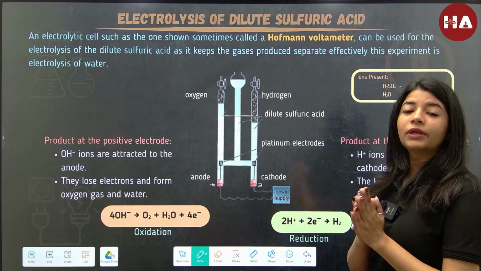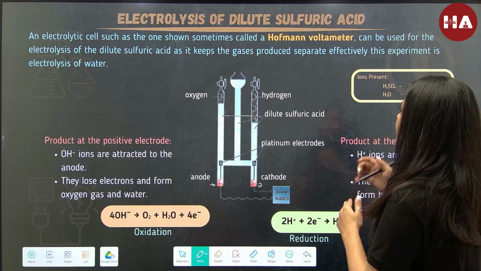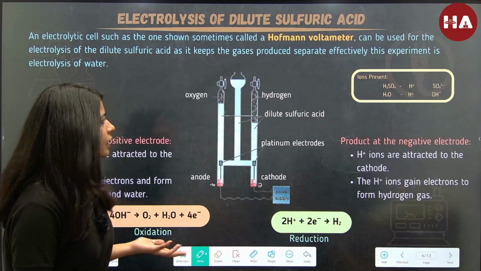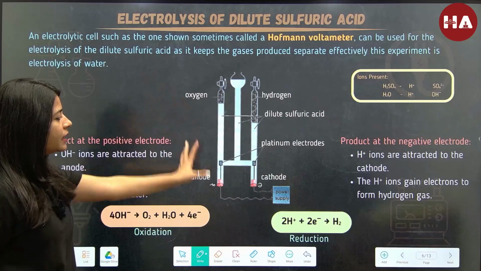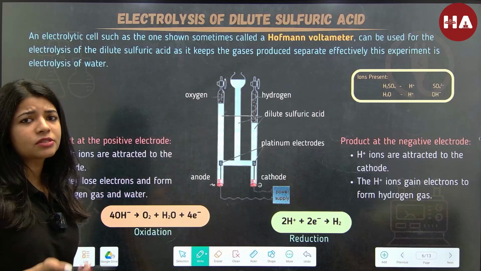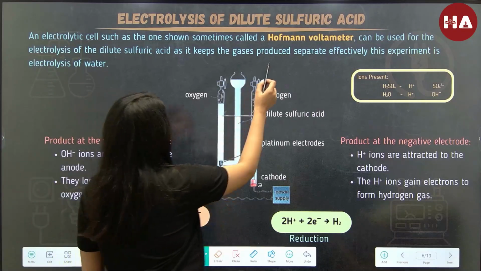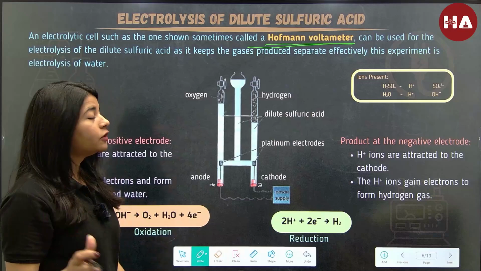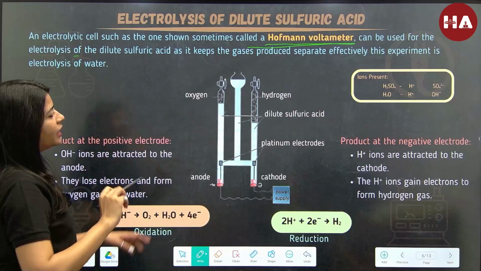Now let's talk about electrolysis of dilute sulfuric acid. So what is sulfuric acid? Sulfuric acid is H2SO4. We know that, right? Now what is happening in this? We use a different apparatus. This apparatus is usually known as Hofmann voltameter. This can be used for the electrolysis of dilute sulfuric acid.